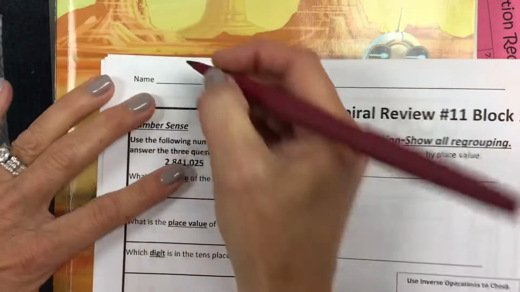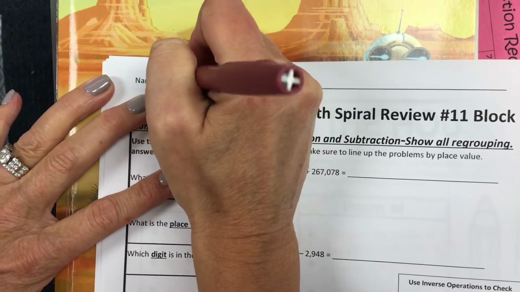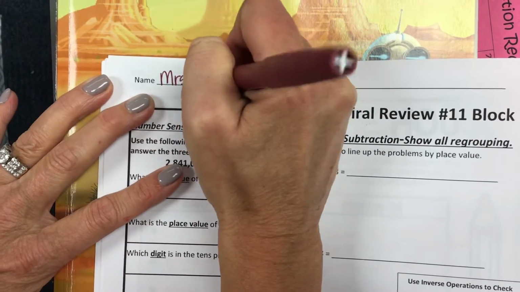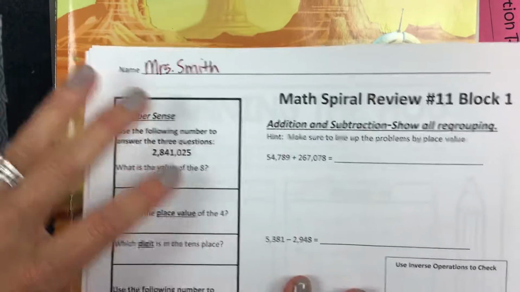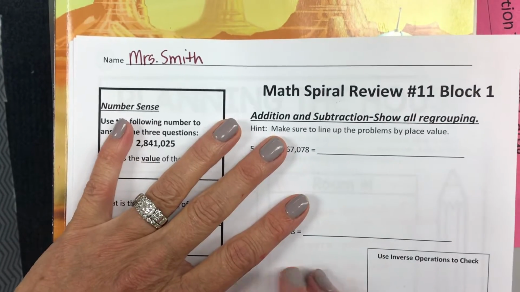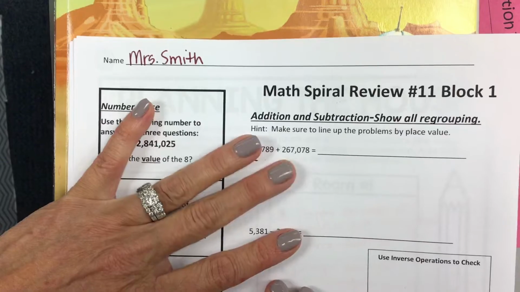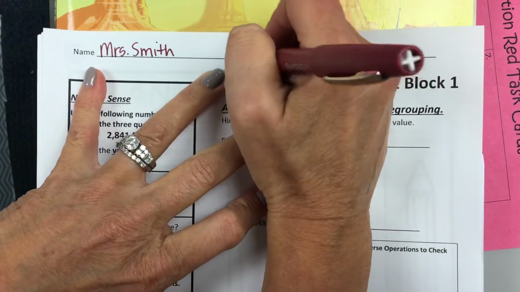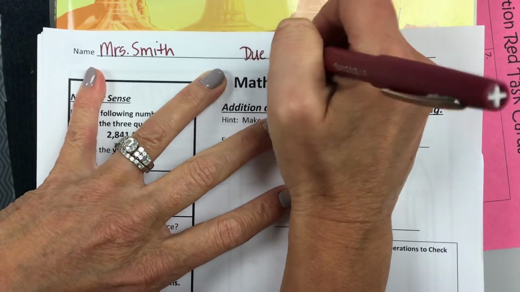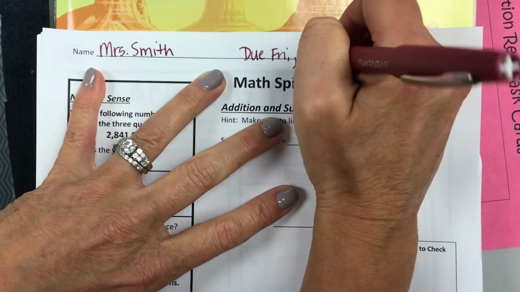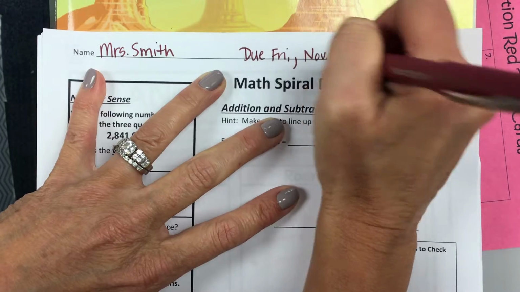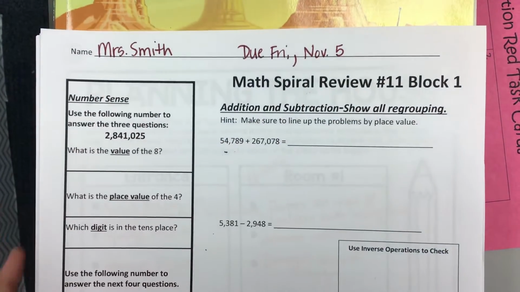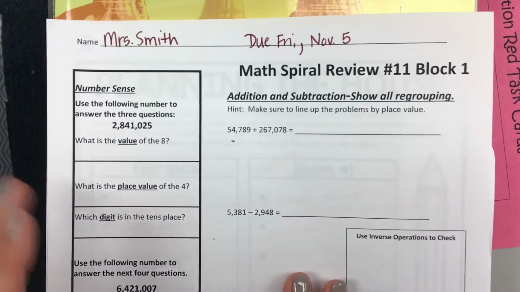The first thing I'm going to do is put my name on my paper. If you don't have out something to write with and a highlighter, pause the video and get that out now. Next, I like to put the due date. This spiral review is due Friday, November 5th. You can turn it in anytime before then to get pre-checked.